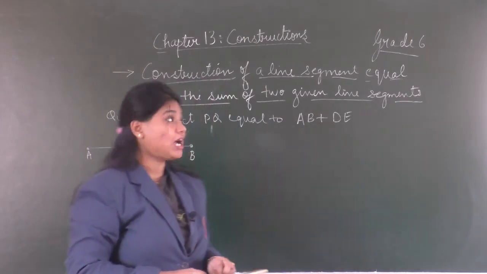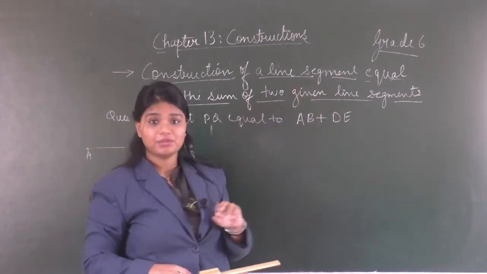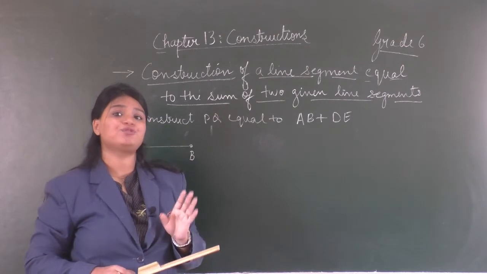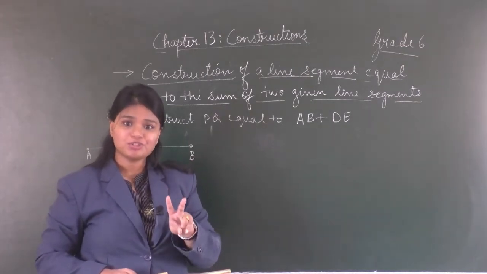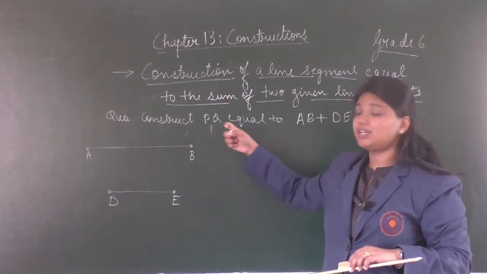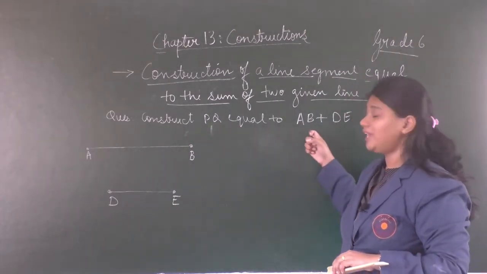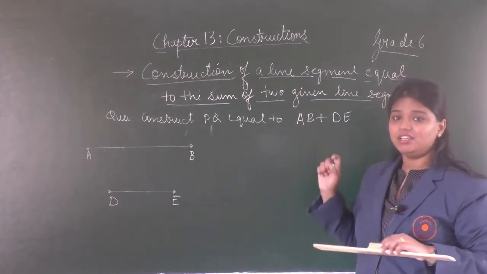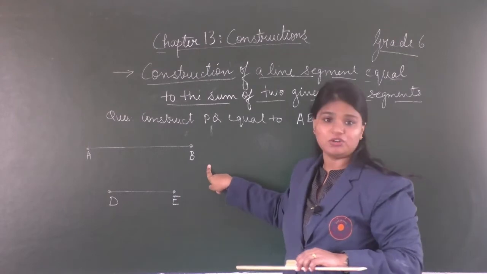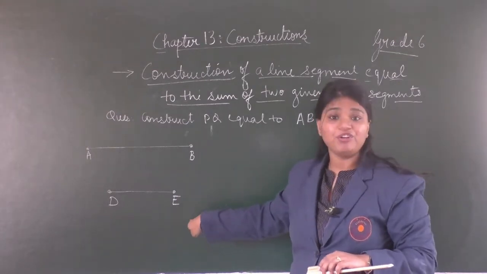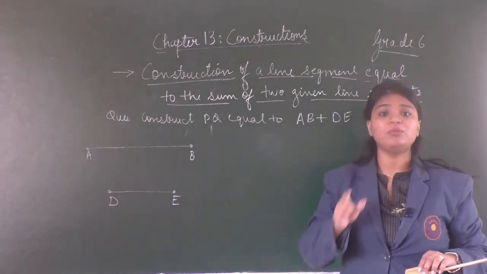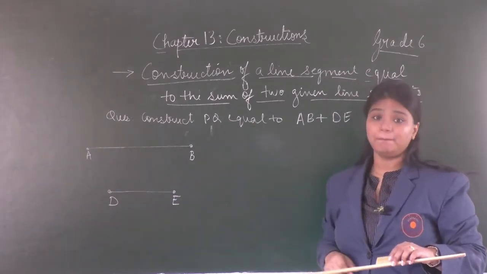Now let's learn how to construct a line segment equal to the sum of two given line segments. Sum means we have to add the measurement of two line segments. So here there is a question which says construct PQ equal to AB plus DE. Here they have given you two line segments AB and DE. So this is the measurement of AB and this is the measurement of DE, and we have to combine these two line segments and form one line segment, that is PQ.